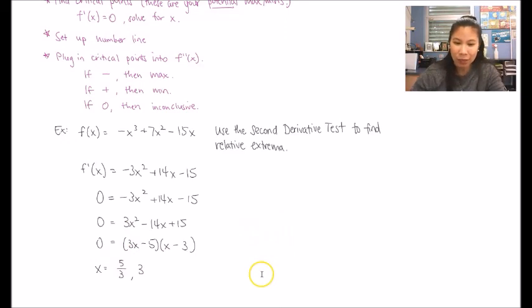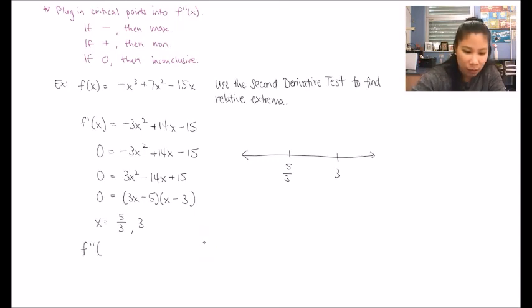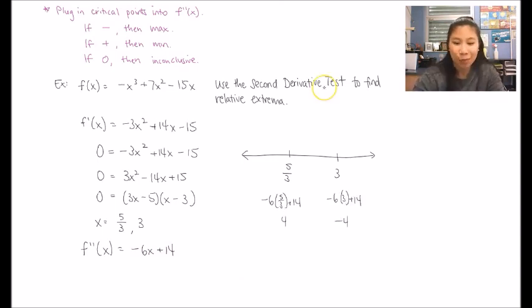So we're going to use those numbers in our number line. So 5 over 3 would come first, and then the 3. And then we would need our second derivative, which earlier we said was negative 6x plus 14. And so these two numbers, the 5 over 3 and the 3, those are the numbers that we're plugging into the negative 6x plus 14 as our second derivative. So when I plug in 5 over 3, negative 6 times 5 over 3 plus 14, I end up with 4, and when I plug in 3 into my second derivative, I end up with -4.